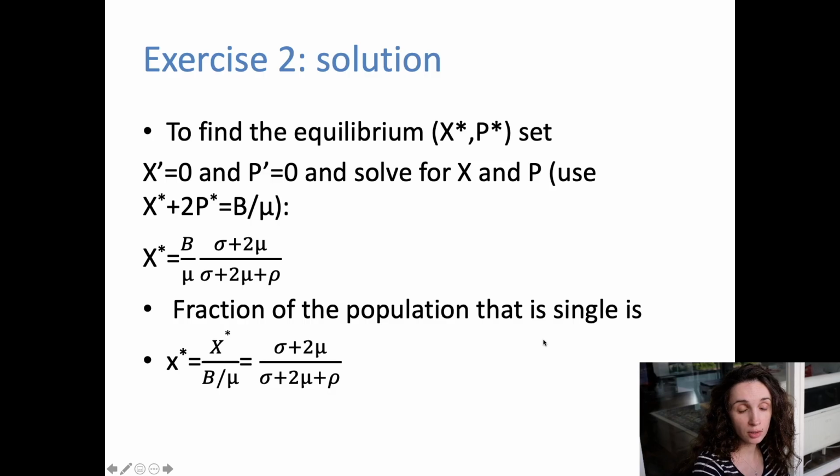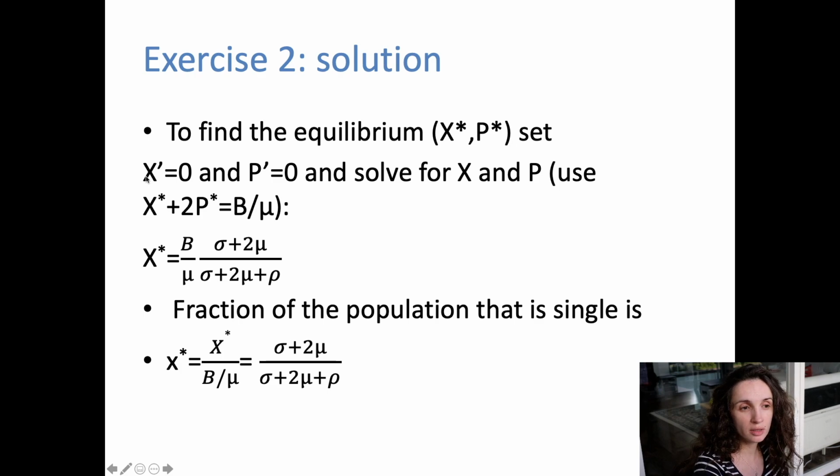Now, to find an equilibrium of the system, what we need to do is to set its right hand side to 0. So in other words, we're setting x prime and p prime to 0 and solving respectively for x and p. As we solve this system of equations, we will need to use the following condition: x star plus 2p star equals b over mu. Now this is true because of what we've proven in the first exercise. If we have started from the total population size of b over mu, we will remain in that population size forever.